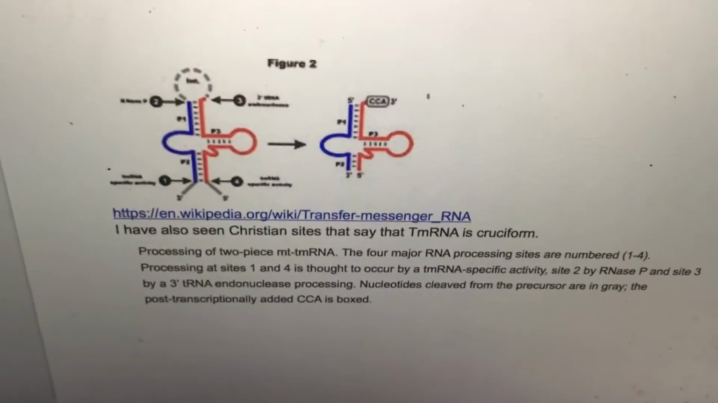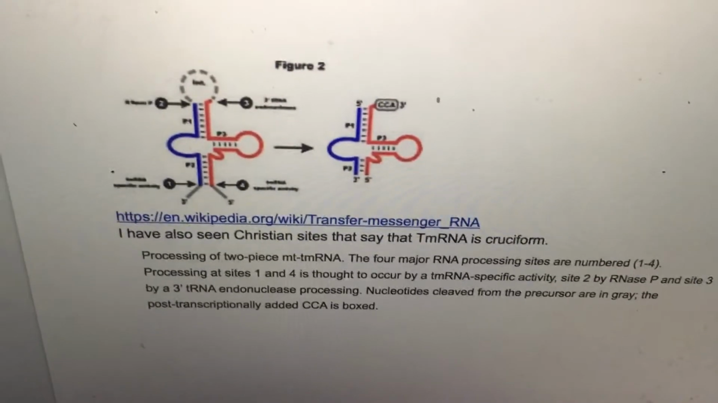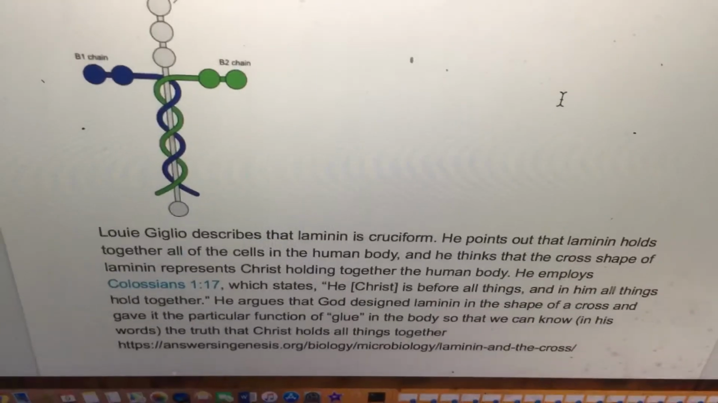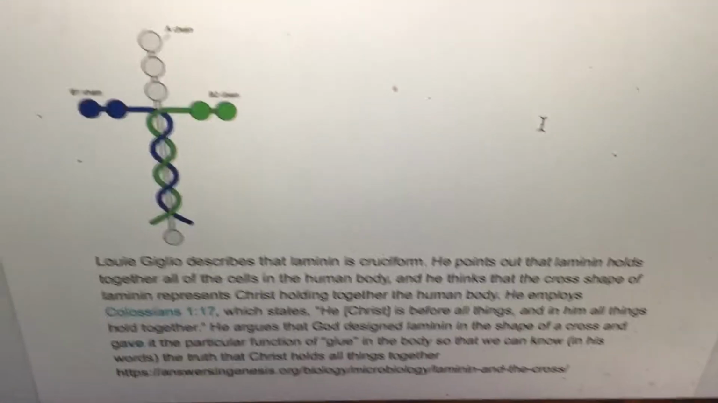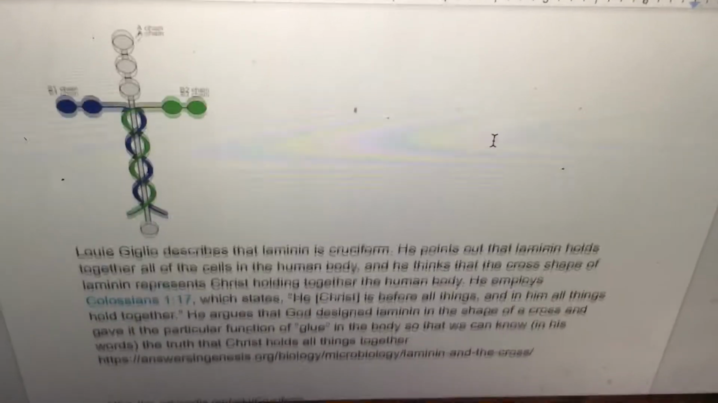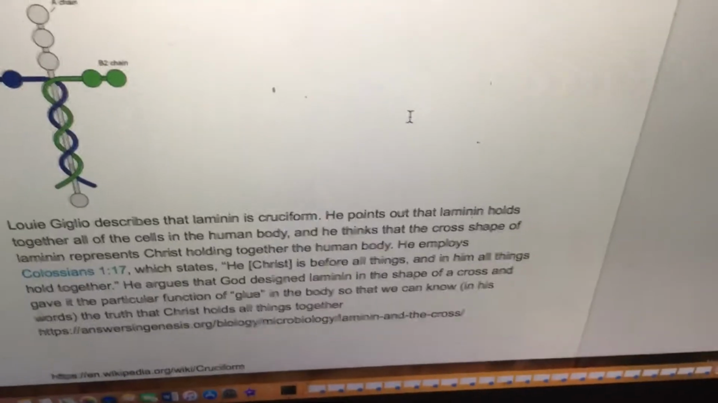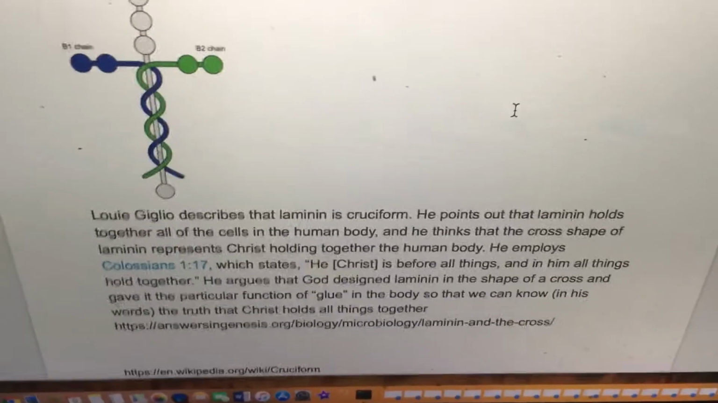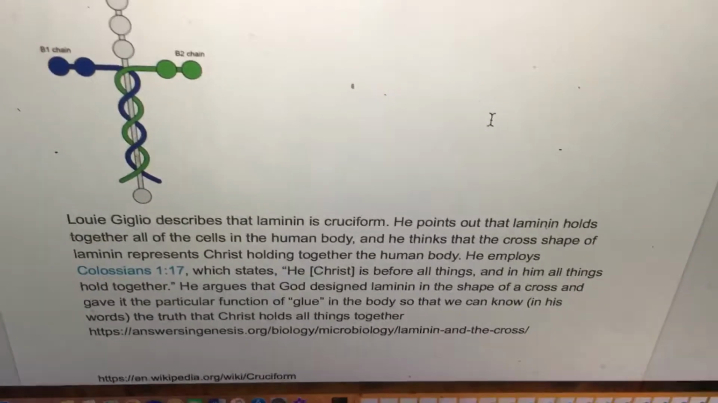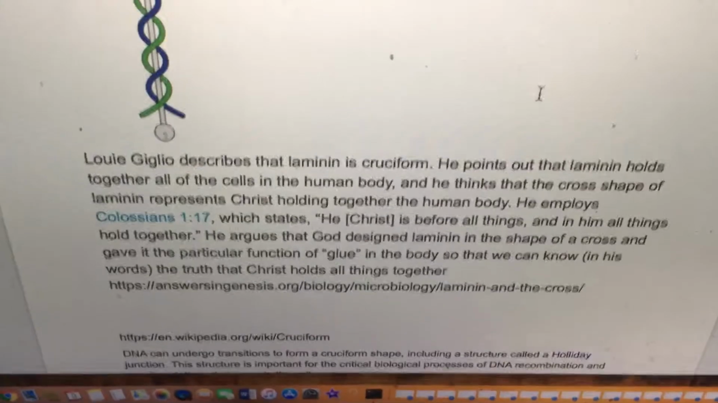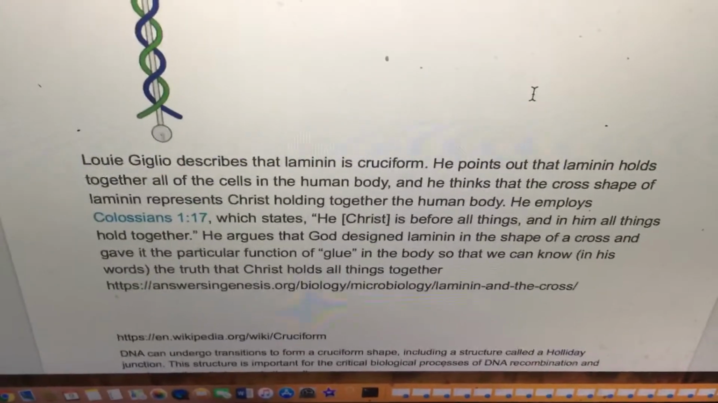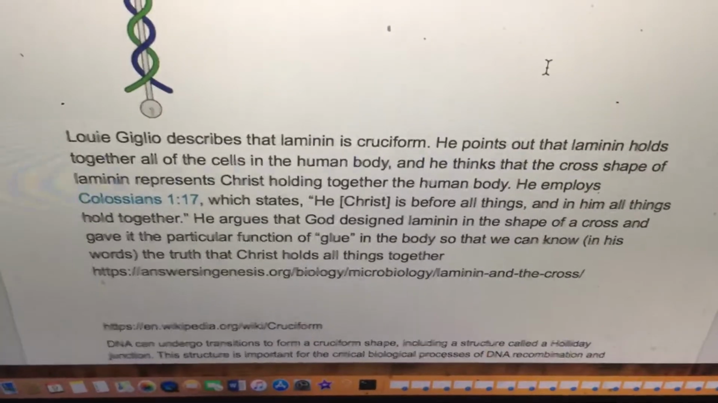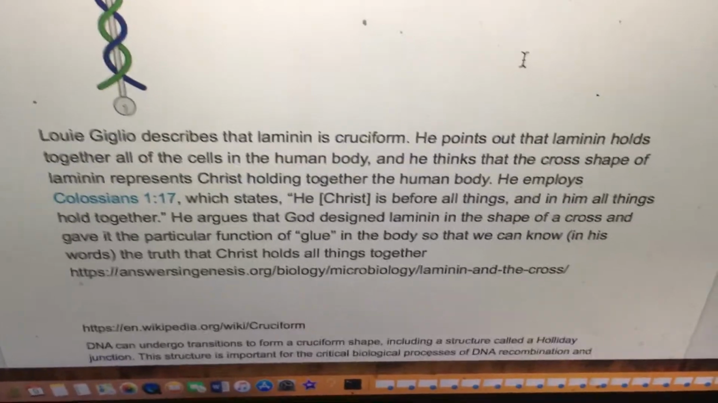I have also seen Christian sites that say that tmRNA is cruciform. Louis Giglio describes that laminin is cruciform. He points out that laminin holds together all the cells in the human body, and he thinks that the cross shape of the laminin represents Christ holding together the human body. He employs Colossians 1:17, which states, "He, Christ, is before all things, and in him all things hold together." He argues that God designed laminin in the shape of the cross and gave it a particular function of glue in the body so that we can know, in his words, the truth of Christ, that Christ holds all things together.